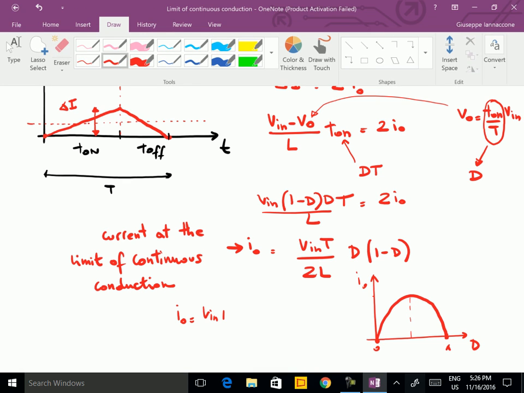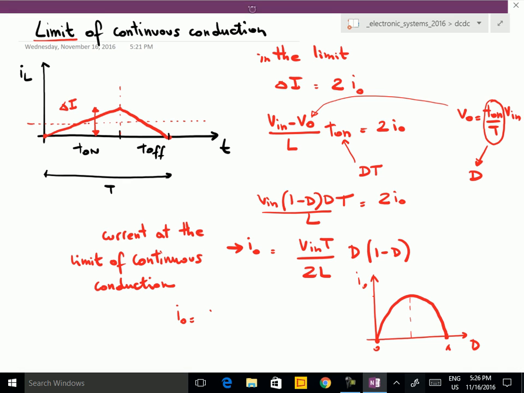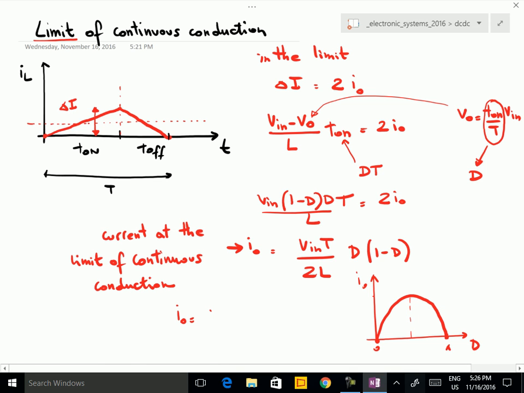We can write it as IO max times 4 D times (1 minus D), where IO max is equal to V in times T over 8L. This is interesting because this part at maximum is equal to 1 when D is equal to 1/2. So this IO max is the maximum value that the current at the limit of continuous conduction can have.